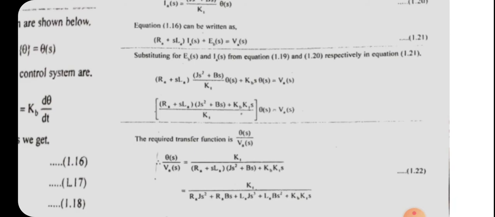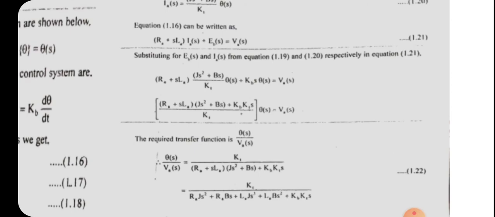By rearranging the terms and taking theta(s) outside, we will get an equation: (Ra plus sLa) into (Js square plus Bs) plus Kb into Kt into s, divided by Kt, into theta(s) is equal to Va(s). So the transfer function can be obtained as theta(s) divided by Va(s), where theta(s) is the angular displacement and Va(s) is the input voltage.